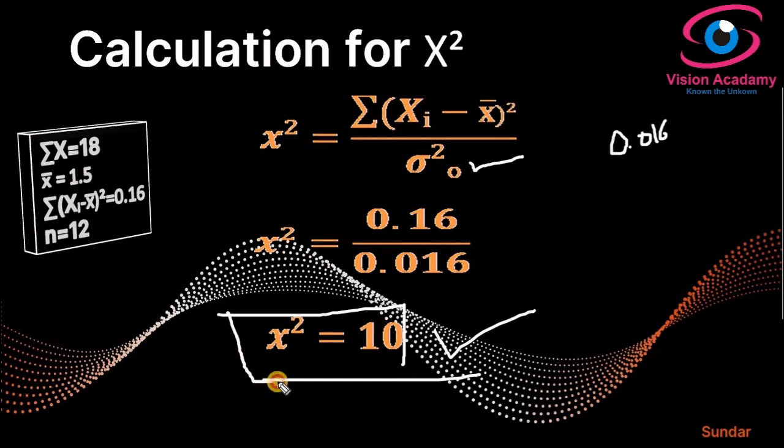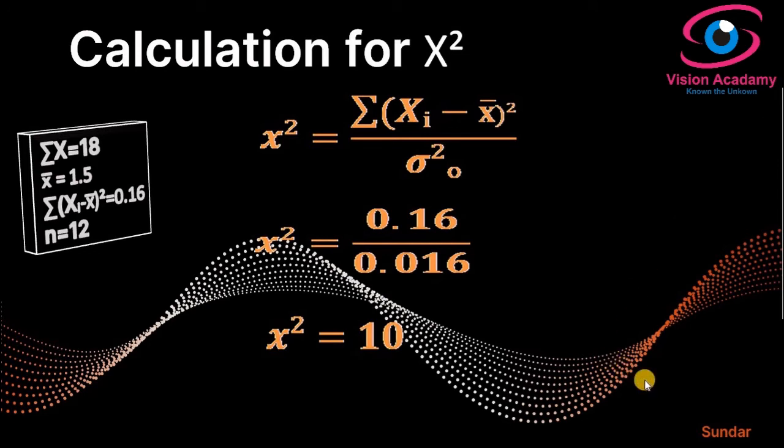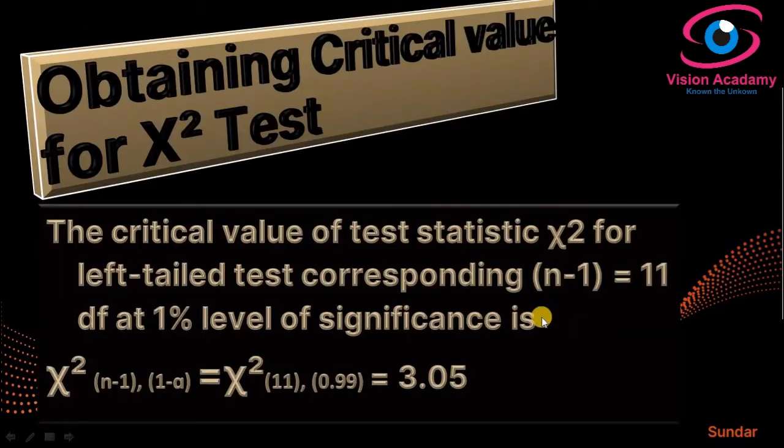Now we can obtain the critical value. First we have to obtain the critical value from the x square distribution. After obtaining the critical value, we can apply the rejection region, and then we can take a decision out of it. So let us go for calculating the critical values for this.